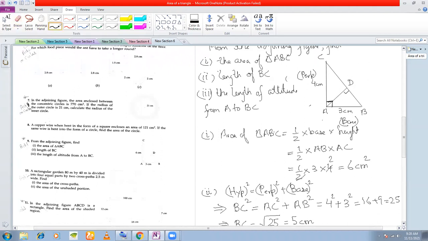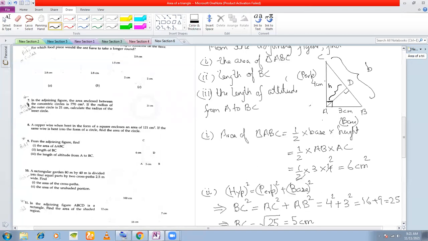Let us see the third question. The length of the altitude AD. They are asking you to find out the length of this altitude AD. Okay, how will you find? Now you see, if I consider this as my height, then this becomes my base of the triangle. Then what should be the area of the triangle? Half base into height, half into base into height, right?